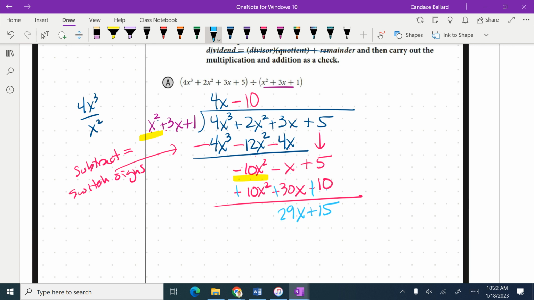But we have a really fancy way to write this. To write the remainder, I'm okay with you leaving your answer up here. In Desmos, or in Otis, you're going to have to type it in. But you put a plus sign. We write it as a fraction. It's 29x plus 15 divided by whatever's out front. X squared plus 3x plus 1.